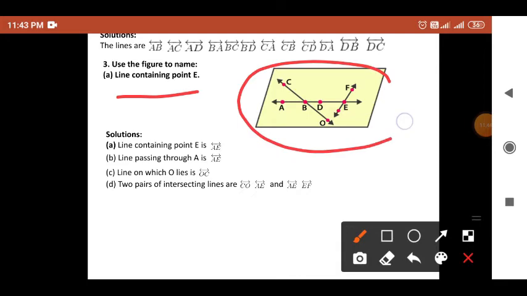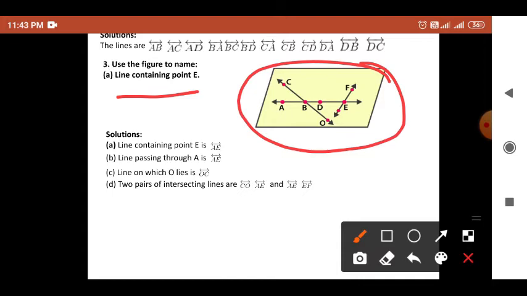See, in this figure, which line contains a point A? First, understand how many lines there are in this figure. See, AE is one line, CO is one line, and EF is one line. Three lines are there. These all intersect each other. Two lines intersect each other. Here three lines are there.